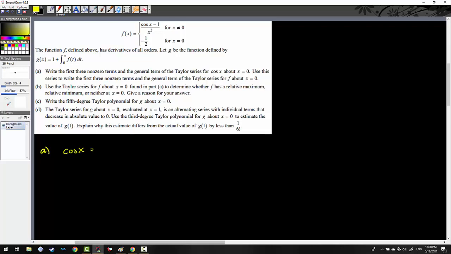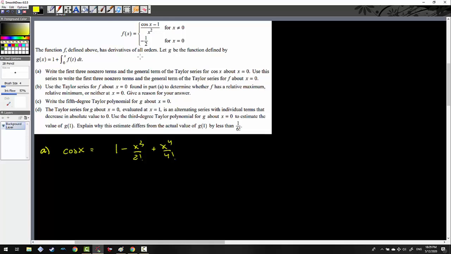So if you know your power series very well, then you'll know that this is going to be 1 minus x squared over 2 factorial plus x to the fourth over 4 factorial. Now they're asking me for the first three non-zero terms, so I have satisfied that. And then they want the general term.